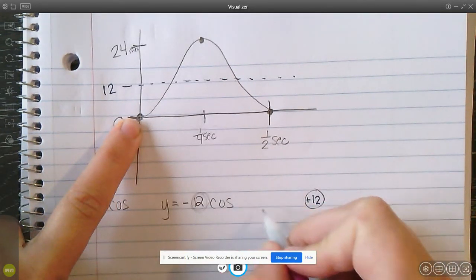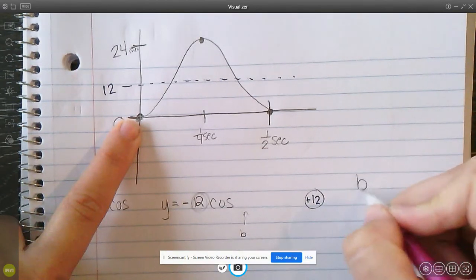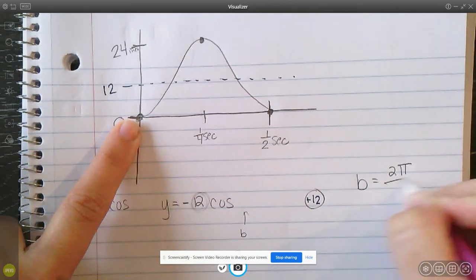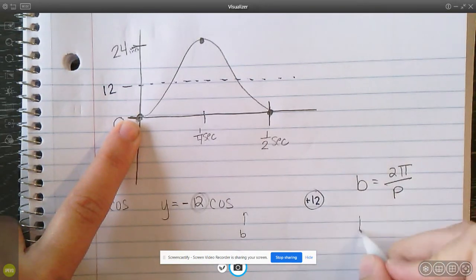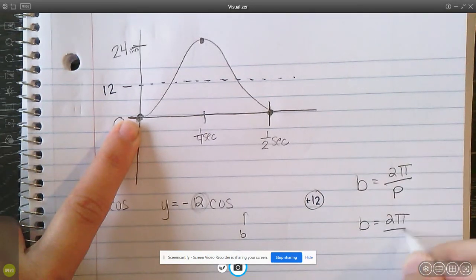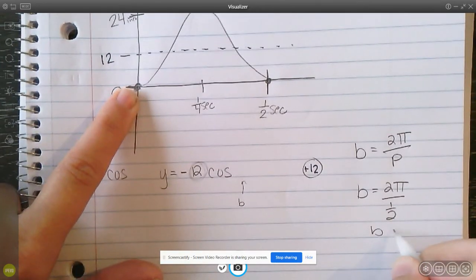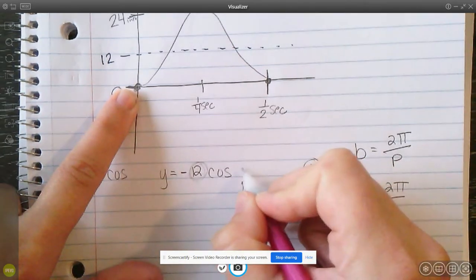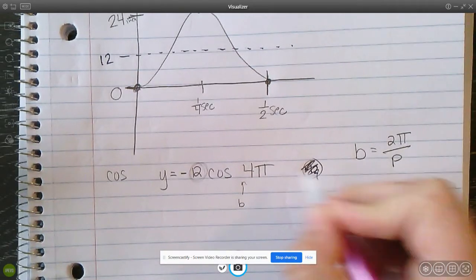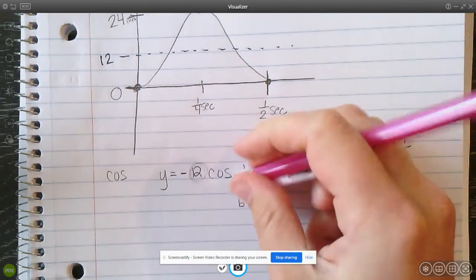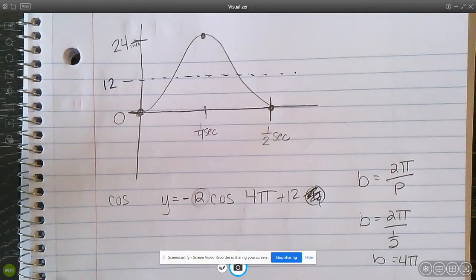So then we just need to figure out our b value. Remember, b is going to be 2 pi divided by your period. We know our period is 1/2 a second, so b equals 2 pi divided by 1/2. Same as multiplying by the reciprocal, so b equals 4 pi. So 4 pi. And since it's kind of off in no man's land, I'm going to do plus 12. Okay, so there we have one of our equations.